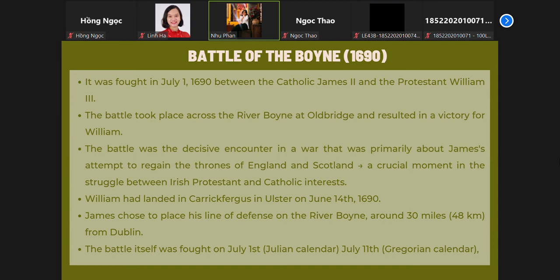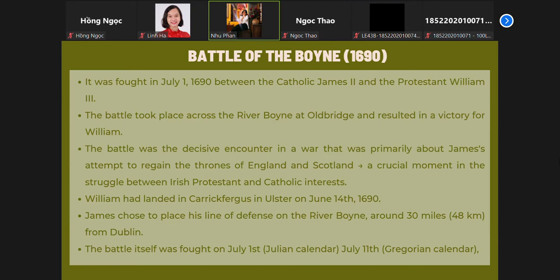About the battle, William landed in Carrickfergus in Ulster on June 14th, 1690, while James chose to place his line of defense on the River Boyne, around 30 miles, approximately 48 kilometers from Dublin. And this battle itself was fought on July 1st according to the Julian calendar, and July 11th according to the Gregorian calendar.